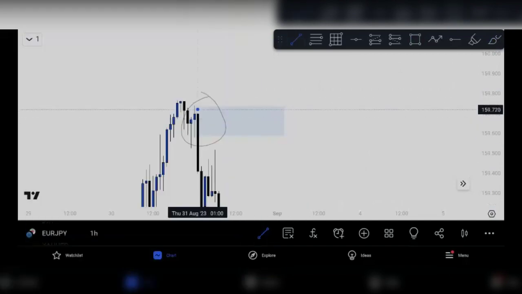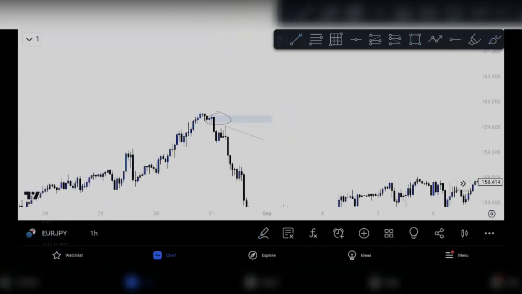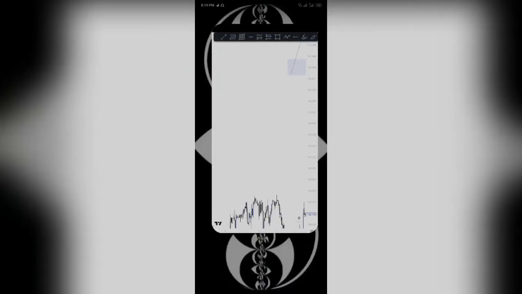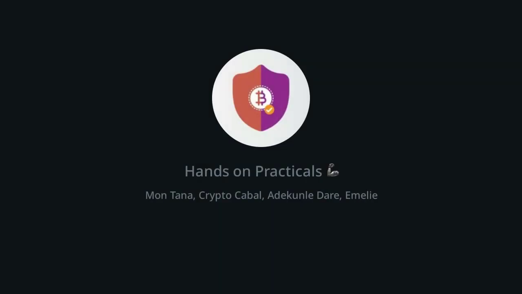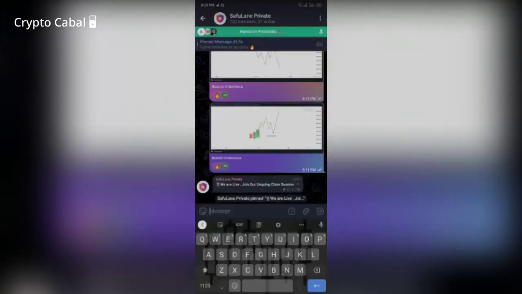Price came down into this point, but it was supposed to come back into this point. No, it did not. Rather, it came to this point and sold down. And those are the three scenarios of an order block: respected, ignored, and invalidated. Those are the three scenarios.